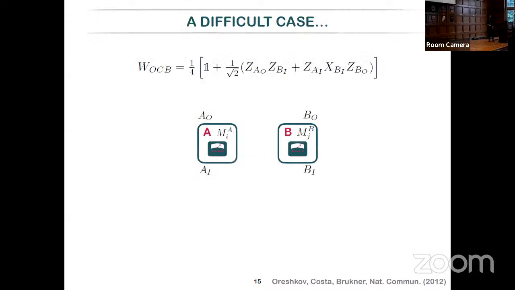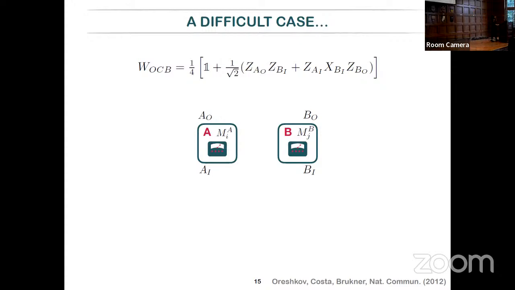This is an example. Sometimes we call it the original W, sometimes the OCB W, because it's in the first paper by Oreshkov, Costa, and Brukner. They wrote it in that paper precisely because it violated the causal inequality. It was an interesting case that has been studied a lot because it has some very strange properties. And that is the form. Z and X are just the Pauli sigma Z and sigma X, and they're written that way because otherwise they have too many indices.